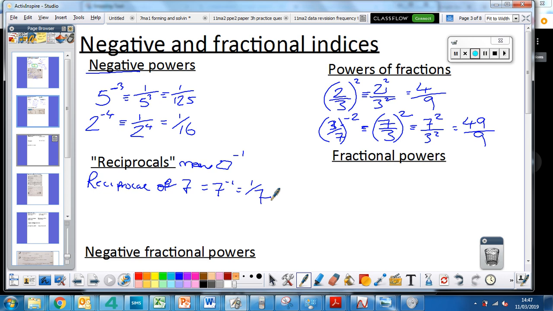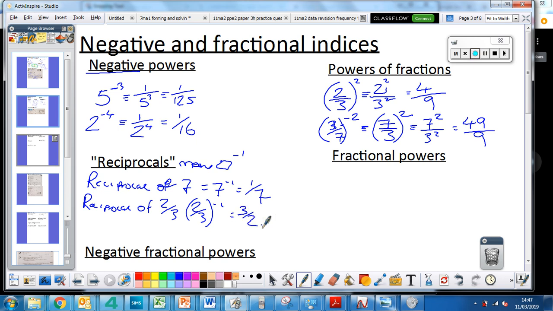If they ask you for the reciprocal of 2/3, the reciprocal means to the power minus 1. We must commit this to memory. So we're talking about 2/3 to the minus 1. And we know that means flip it. So this becomes 3 over 2.